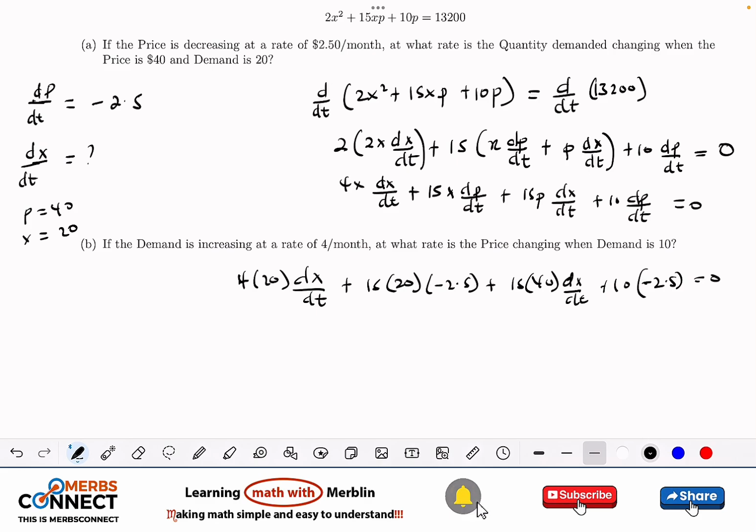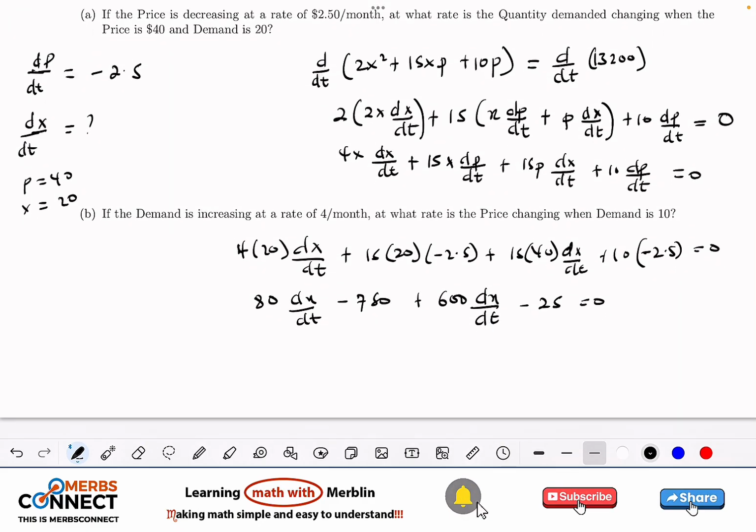So let's try and simplify. This is going to give us 80 dx over the dt plus 15 times 20 times 2.5. What are you going to get? 15 times 20 times 2.5. We are going to have 750, which is minus 750, plus 15 times 40. We are going to have 600 dx over dt. Then 2.5 times 10 is going to give us 25. So it's going to be minus 25, which is equal to 0.